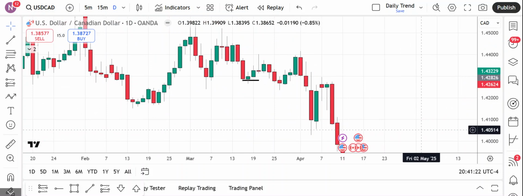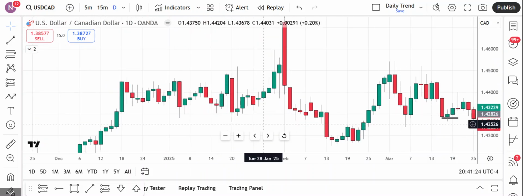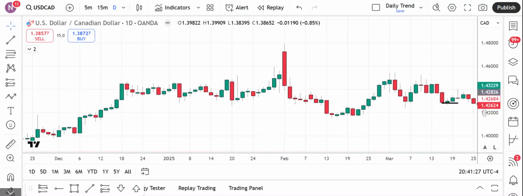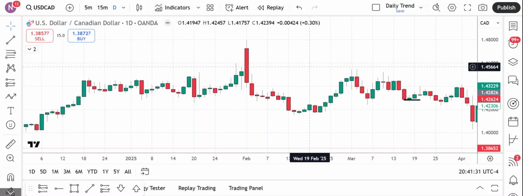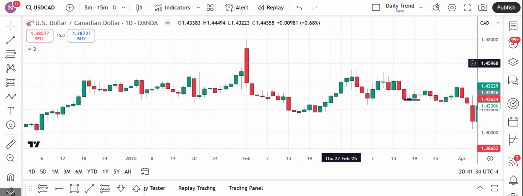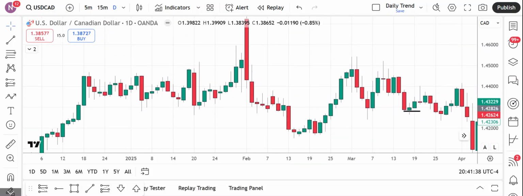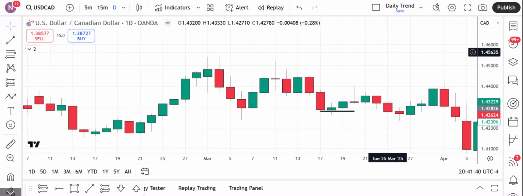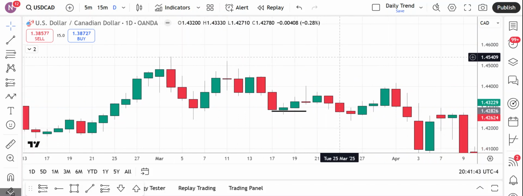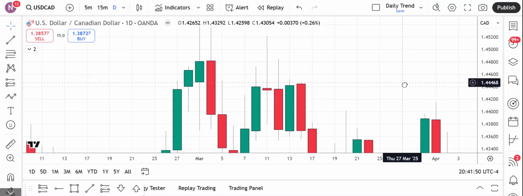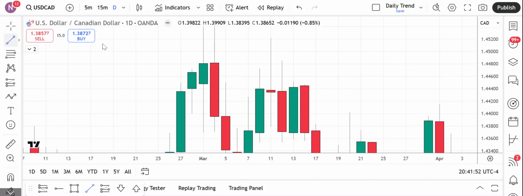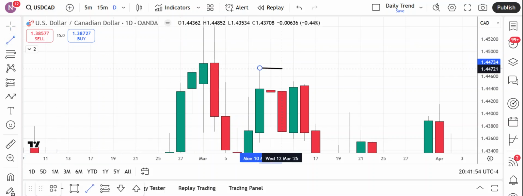Go back a little bit. Okay. And remember, it has to sweep the prior day's low or high. If it doesn't do that, there's no trade. Let's see here. Yeah, here's one right here. All right. So that was a long example I played before. Here's a short example right here.